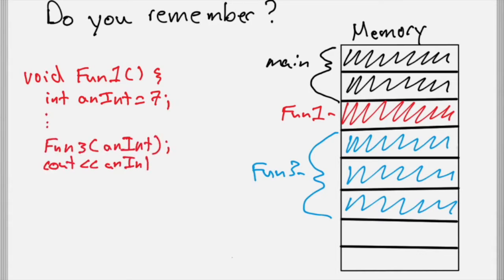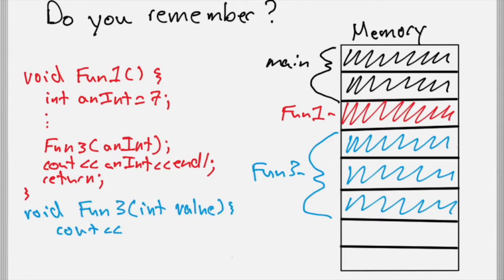Okay, so what I want to do is look at a scenario where we've got two hypothetical functions, fun1 and fun3. Fun1 simply creates an int variable called anInt, stores a 7 in it, and then does some other stuff hypothetically, but at some point it calls fun3, sending in anInt as a pass-by-value argument. Once fun3 returns, we output the value of anInt and return from fun1 as well. All that fun3 does is take the value it received, print it to the screen, then change the variable's value to 42 before it returns.